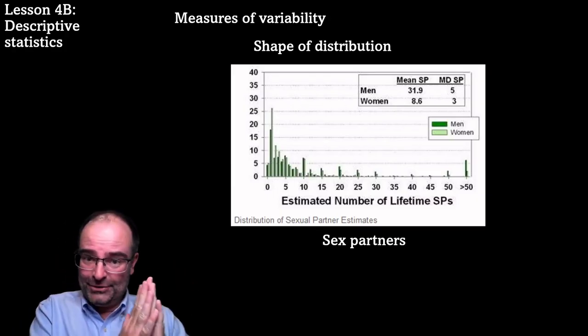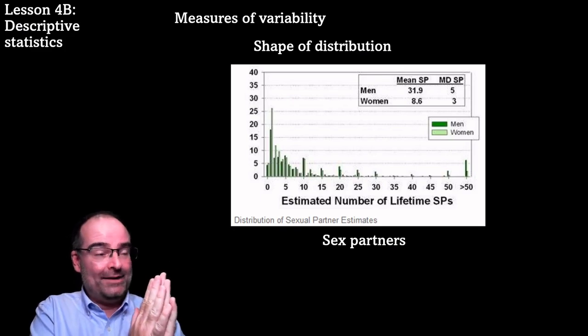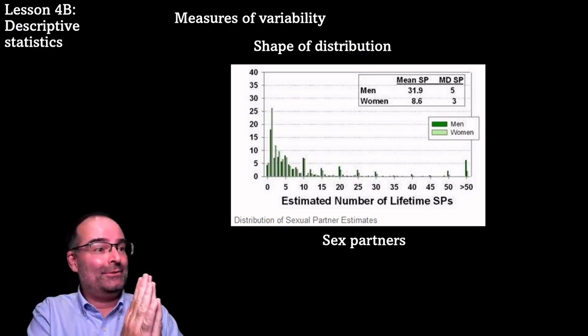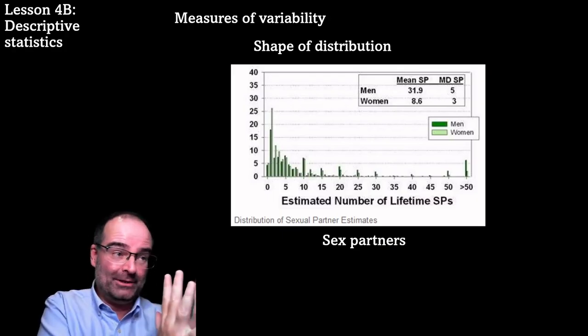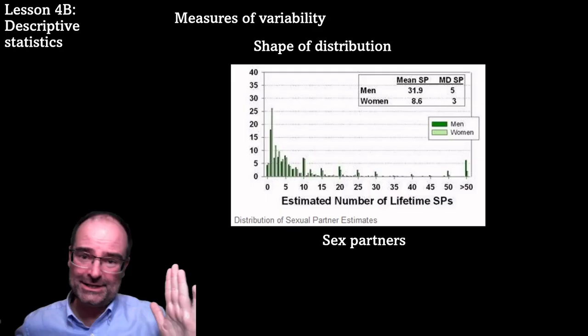But this is a positive skew. For the same reason I just mentioned, that you can have no sex partners, or one or two, and you can see most people are 0, 1, 2, 3. By 5, it's kind of crashing off there.